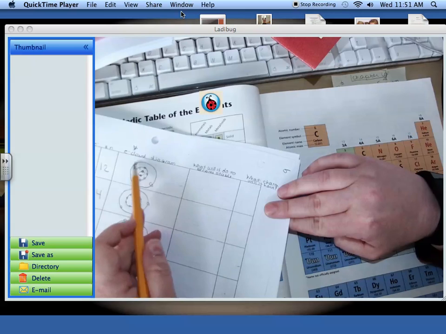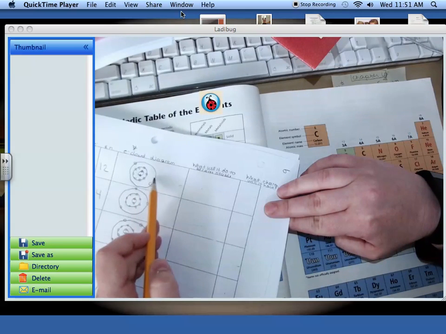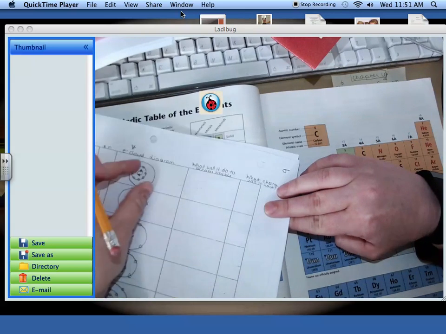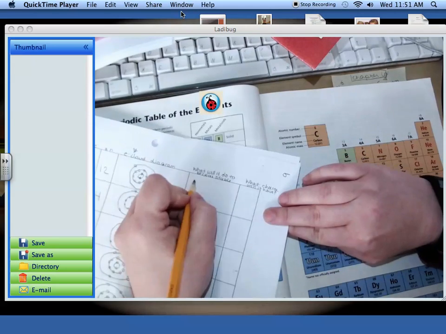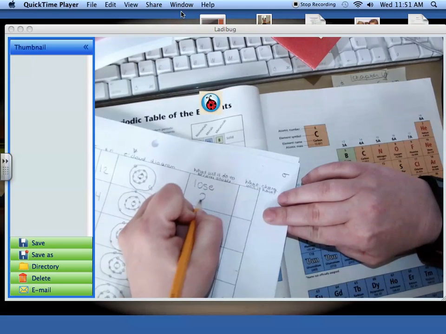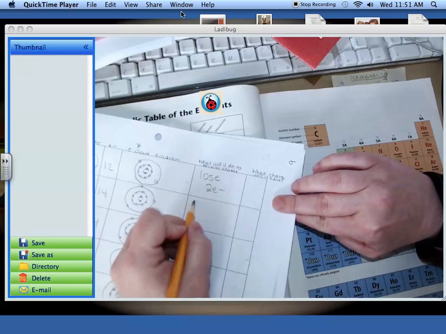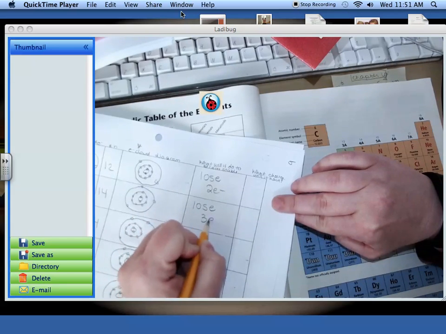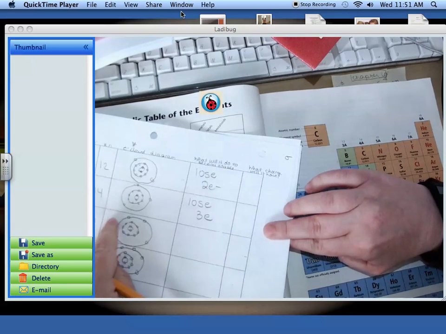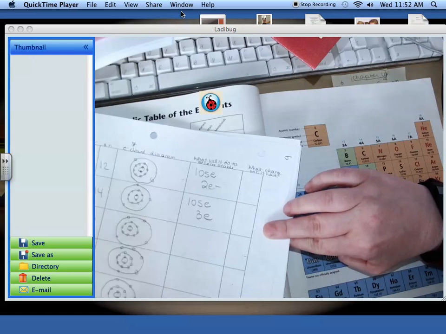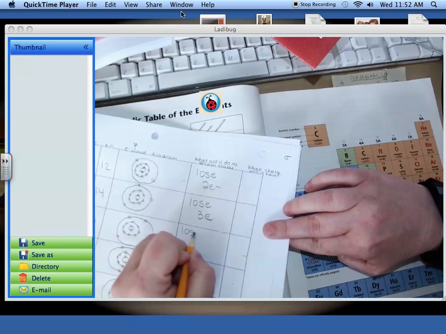Magnesium needs 8 valence electrons in the last level. It could either add 6 to get to 8 or it could remove 2. Removing 2 is the smaller number, so it's going to lose 2 electrons. Aluminum will lose 3 electrons to become stable. Oh, silicon is halfway there. It could either lose 4 or share or gain 4. I'll put both.